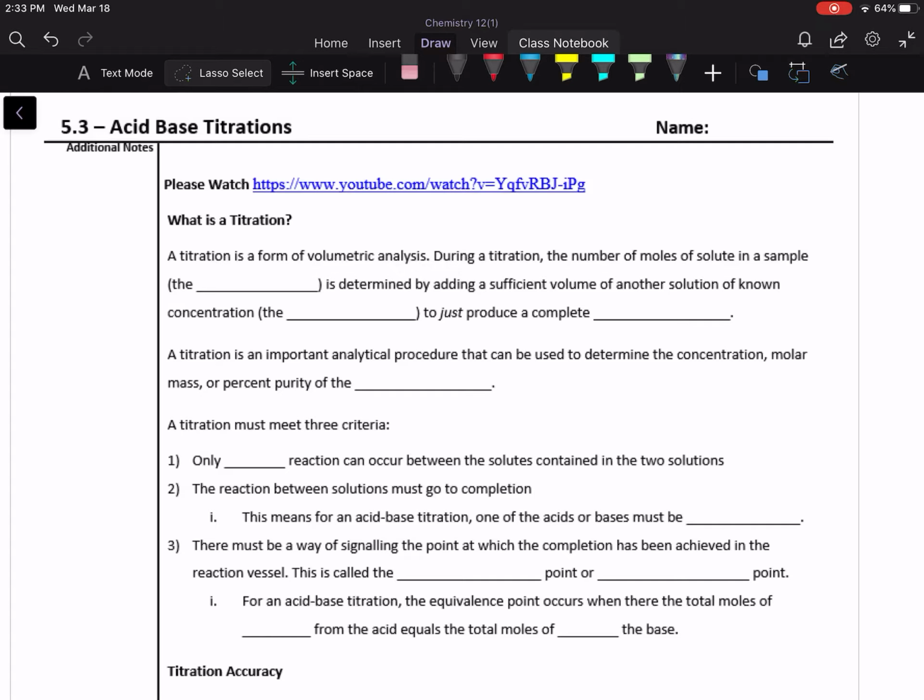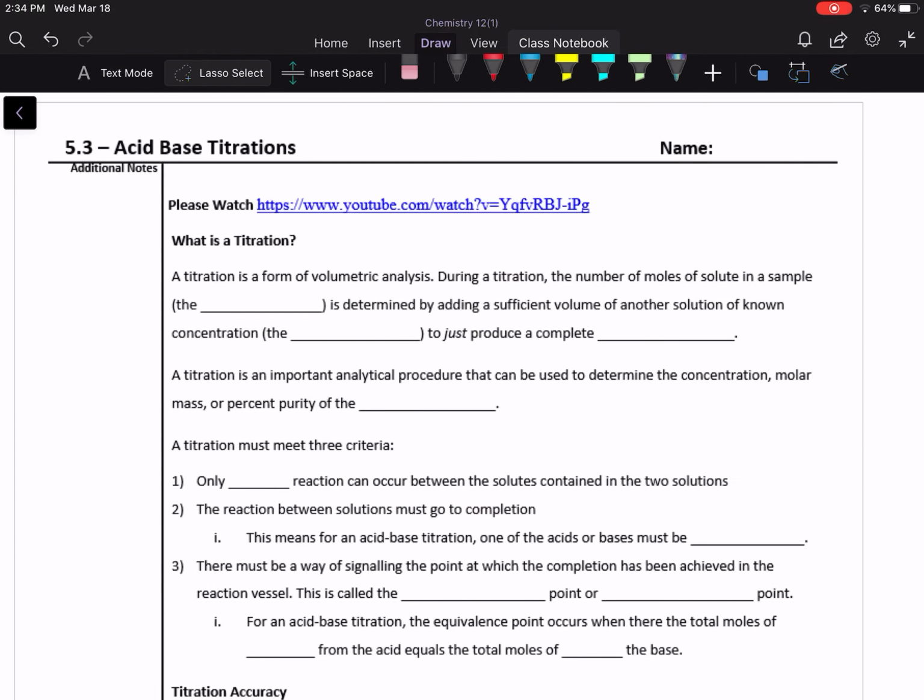So what is a titration? A titration is a form of volumetric analysis. During a titration, the number of moles of a solute in a sample, which we call the analyte, is determined by adding a sufficient volume of another solution of known concentration, which we call the titrant, to just produce a complete reaction. So we don't want to add an insufficient amount or an excess amount of titrant. We want to add the exact amount where the titrant and the analyte are going to completely react.